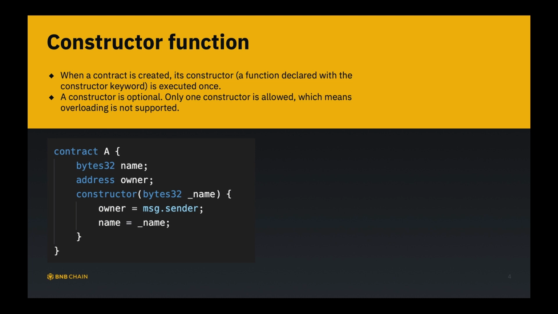Contract A has two state variables, name and owner. The constructor function takes a parameter name and sets the name accordingly. The owner is set to msg.sender, which is the creator of this contract. In older versions of Solidity, the constructor function is declared using a function that has the same name as the contract, but in later versions of Solidity, it is recommended to use the constructor keyword to declare it.